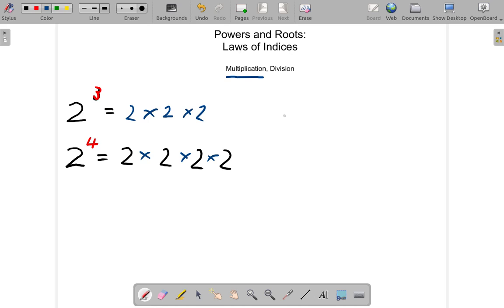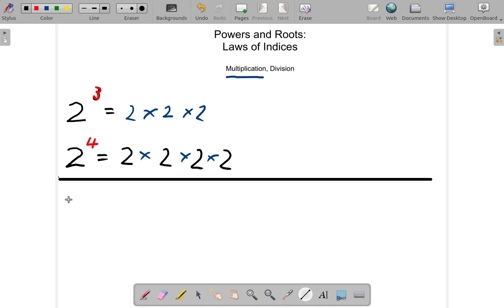Now, suppose instead of these separately, you have 2 to the power of 3. Let me put it down here. I'm going to need this space. Let me just separate this from what I'm going to do. What I have is 2 raised to the power of 3 multiplied by 2 raised to the power of 4. How would that one go?